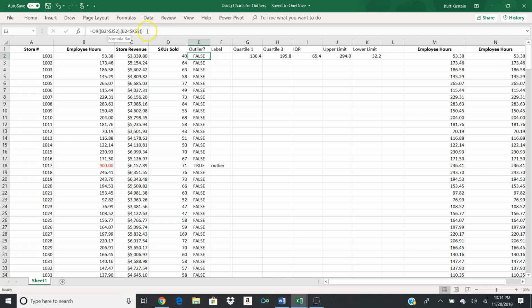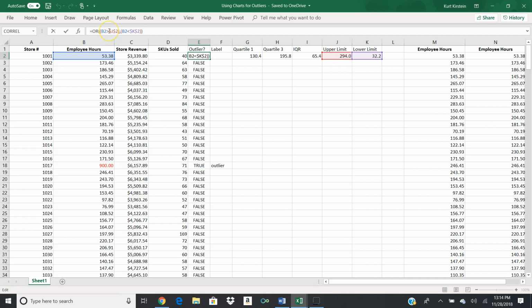There's one other thing I want to call your attention to. Maybe some of you are aware of this, but I want to make sure you're fully aware of this. B2 is something that is going to change because when we go to the next one, we're going to be looking at B3, and then we'll be looking at B4. So we want that to change. As you well know, Microsoft Excel will actually accommodate any changes you make depending on where you've actually positioned your cursor.